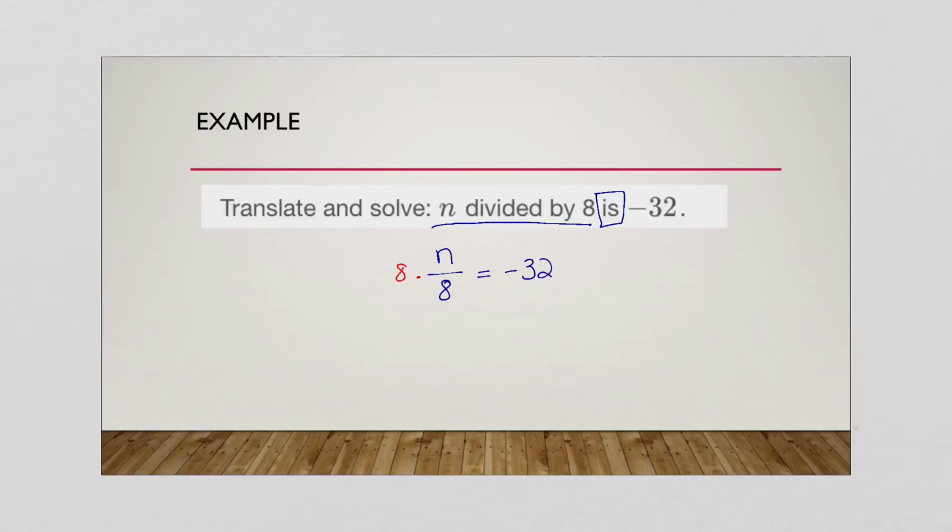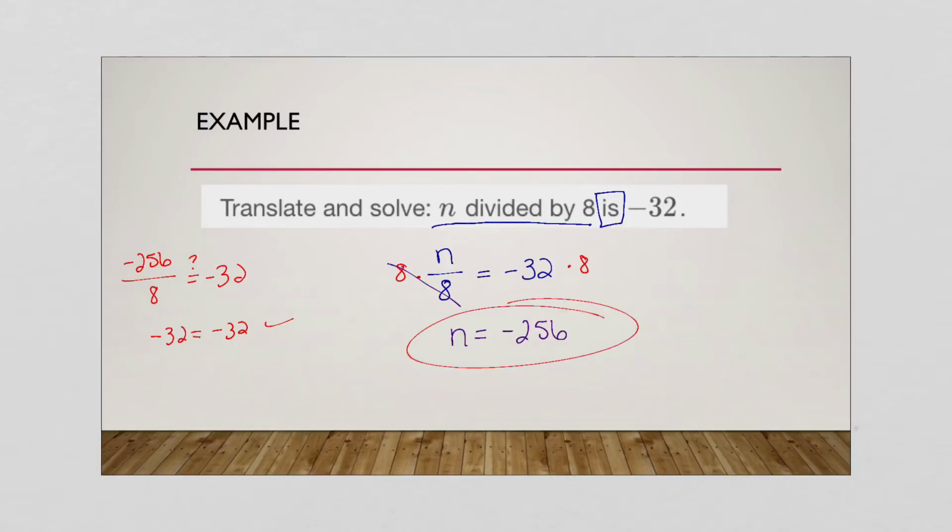We want to multiply both sides by 8. And so that cancels right there. N is equal to negative 32 times 8. And we get negative 256, which was way off from negative 4. So don't give me negative 4 as the answer. So now test it out. Negative 256 divided by 8, is that equal to negative 32? And whenever I do that division, I get negative 32 is equal to negative 32. That's correct. So this is my answer.